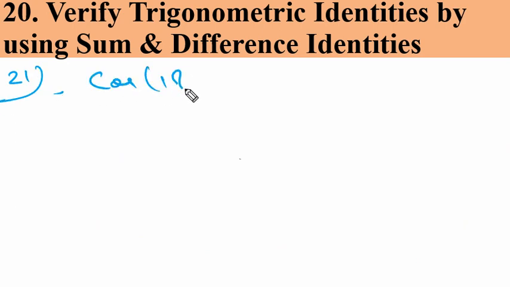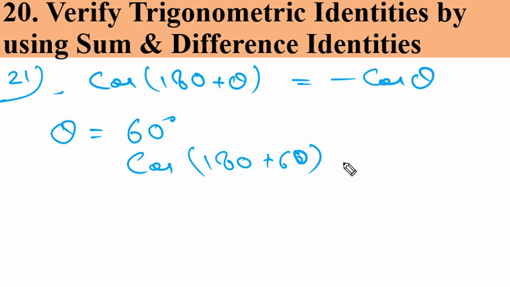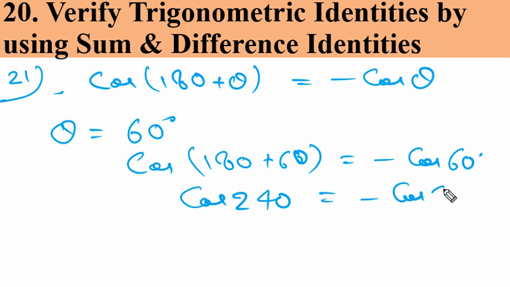Cos 180 degree plus theta is equal to negative cos theta. Now let me tell you the trick. Now you know the trigonometric identities, so you can solve it. Okay, now what you can do is try theta as some angle. So let's take theta as 60 degree. If I take theta as 60 degree, then it will be cos 180 plus 60 is equal to negative cos 60, right? So this will be cos 240 equals minus cos 60.